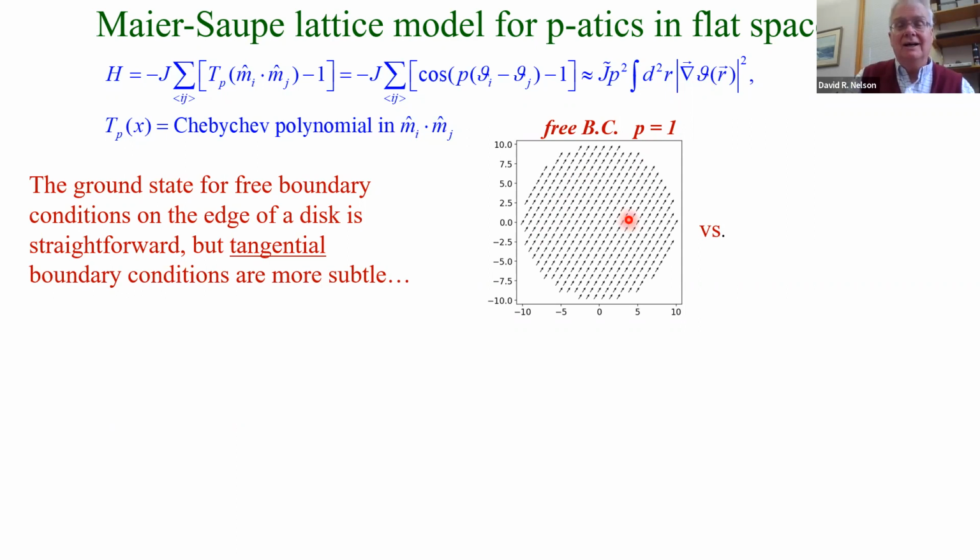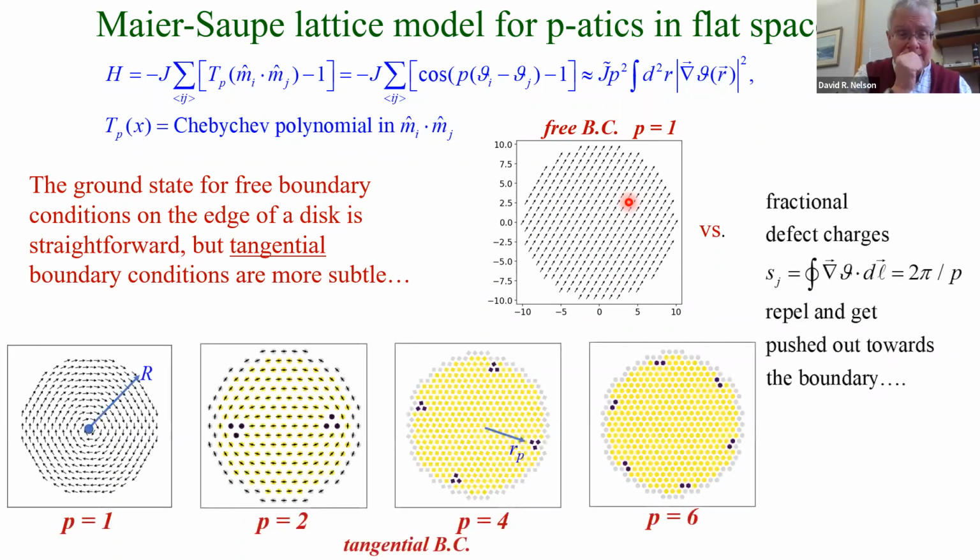There's no frustration. The system will all be pointing in a particular single direction in this polar example. But as Grace showed, and maybe some of you already know, if you have tangential boundary conditions, as shown down here, defects are forced in just by the boundary condition.